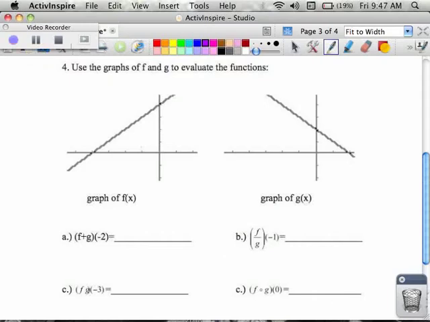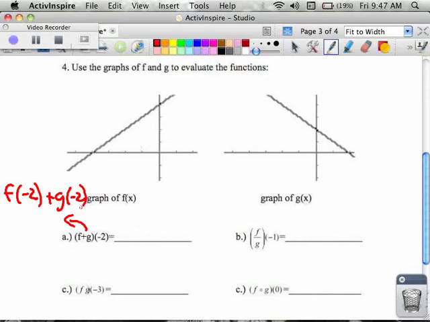First of all, remembering that f plus g means look at f, look at g, add them together. This is really saying the same thing as, if you want to think about it this way, what is f of negative 2 and add that to g of negative 2. That's really what it's saying. Look at the two functions, add them up.